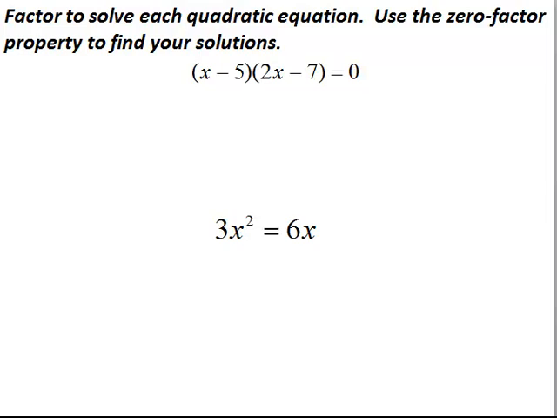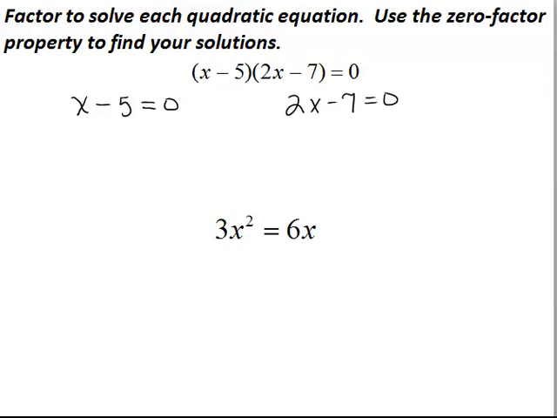So when we think about this, one or the other must be 0, because that's the only way that we will get 0 in the first place. So to answer this kind of a question, you simply set up each equal to 0. So take the first one, x minus 5 equal to 0, and then take the second one, 2x minus 7 equal to 0. So this is important, that it's equal to 0.